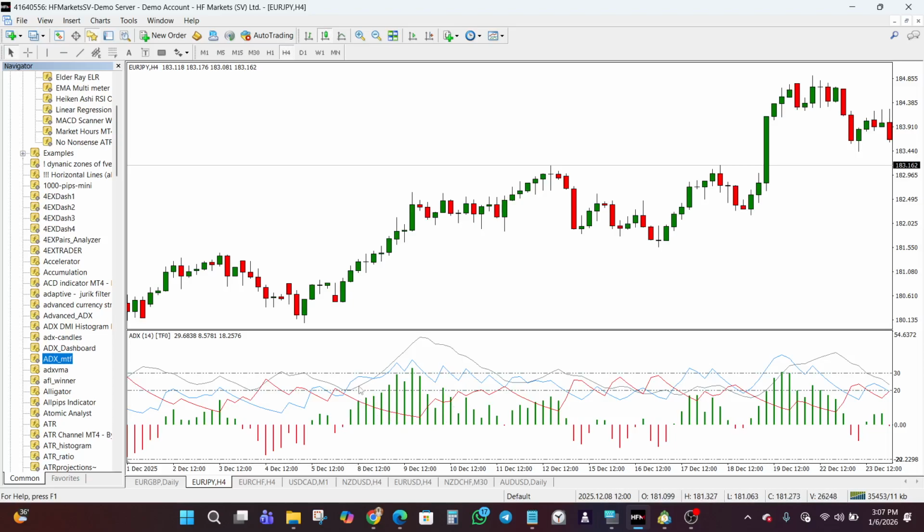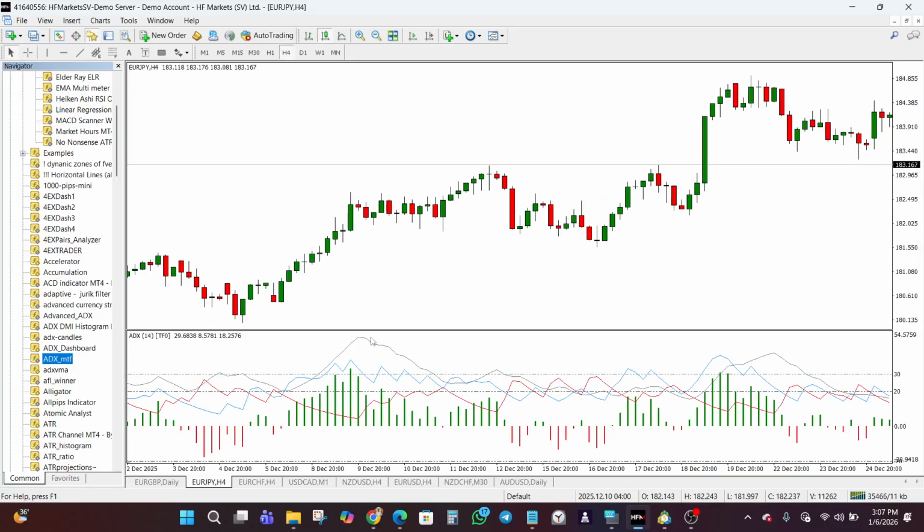The second is the crossover between the blue and the red line, and the third is this particular dark green, or gray or black line, whichever. This particular line, you want to look out for it crossing above the 20 level, and even better above the 30 level. These are the three signals that you want to pay attention to.